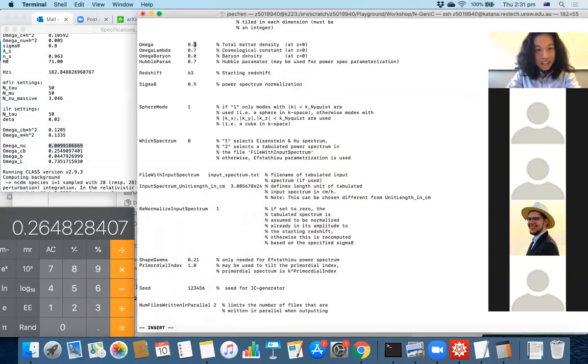So I set that as the omega m, 0.2648. Okay, that's good enough. And then omega lambda would just be 0.7352. Omega baryons, I don't have to care about it. H naught, the Hubble parameter, is 71 for this cosmology. Let's start at redshift of 49. Sigma 8 of 0.8.